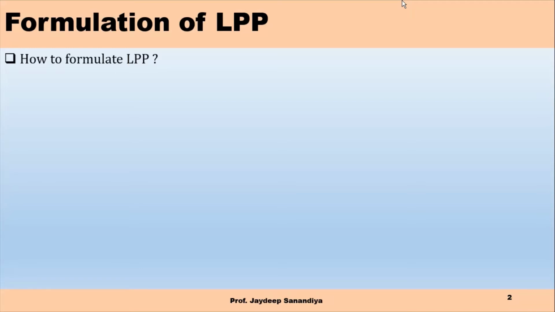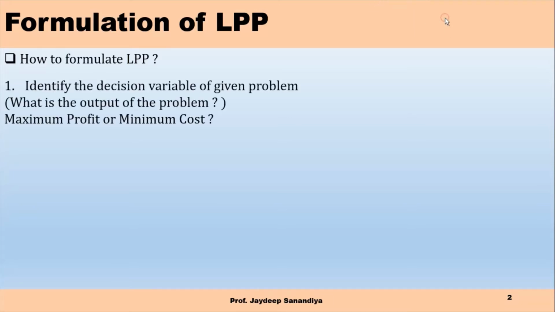So formulation of LPP is nothing but conversion of descriptive data into mathematical form in order to find the optimal solution, right? Whatever data is given in descriptive form in the problem, we will convert that into mathematical form so that we can find the optimal solution. Formulation requires three things that we already discussed.